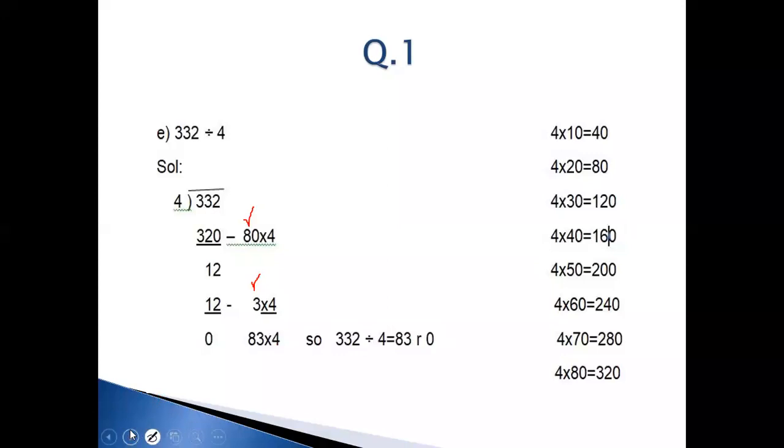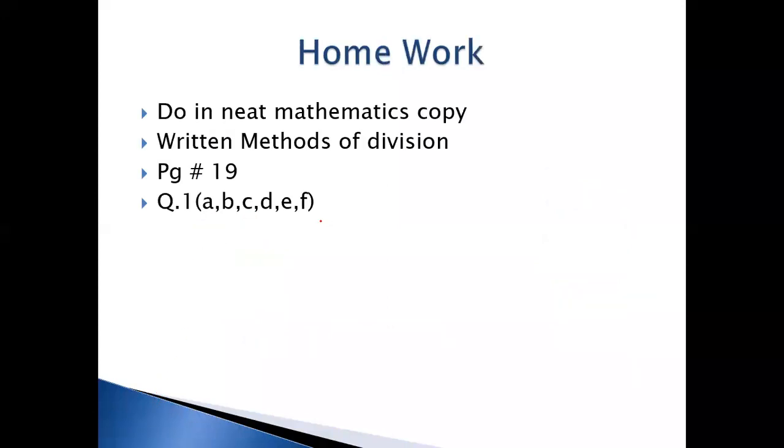Let's see what is our work for today. This is our homework. Do a neat maths copy, written methods of division, page number 19. Question number 1, part A, B, C, D, E, and F. All together, all parts you are going to solve in a neat copy. Four parts and one example we did now. But rest of the 2 parts are yours. You are to complete it according to the given sequence of the question.